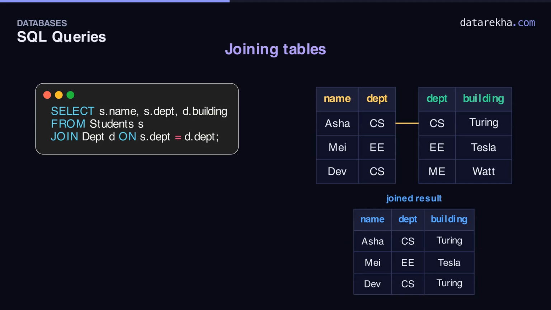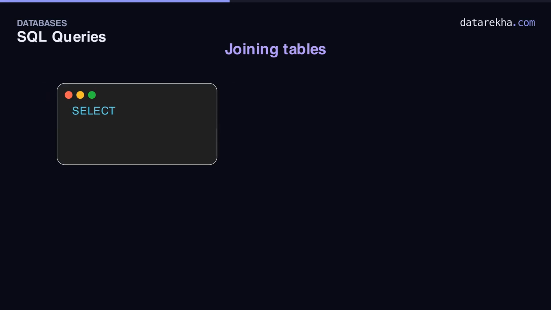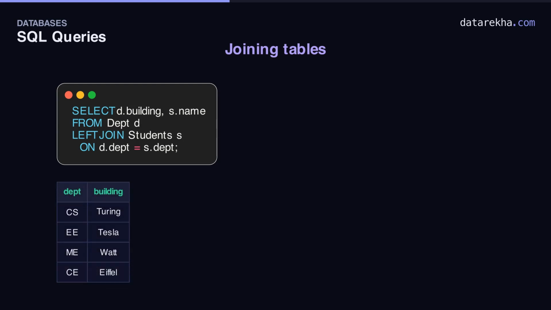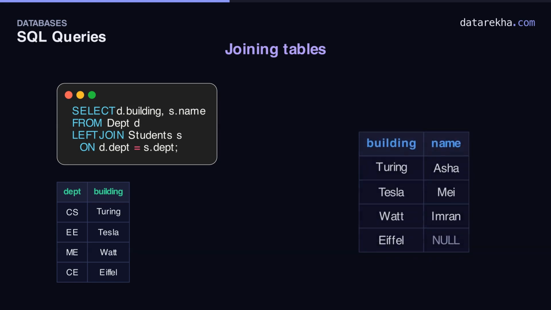This is an inner join. Only rows that match on both sides appear. One variation worth knowing. A left join keeps every row from the left table even when the right side has no match. Here the dept table has 4 buildings, but the CE department, IFL, has no students at all, so its row still appears in the result. IFL is there, but the name is filled with NULL, SQL's marker for a missing value. A plain inner join would have dropped that row entirely. That's the whole difference.